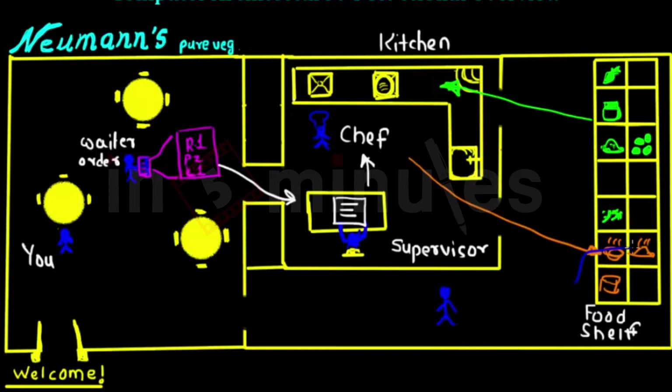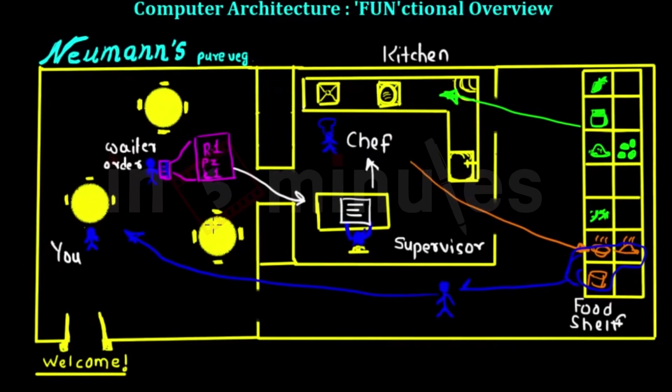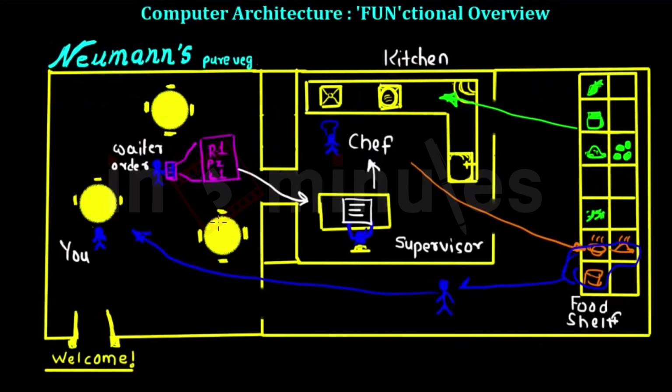He's going to pick your order from the shelf, and he's going to deliver it to you in the dining room. That's it. The dinner is served, as well as the concept of the execution of a program inside a processor. So I hope you are now able to map some of the elements to the analogy I have made right now.